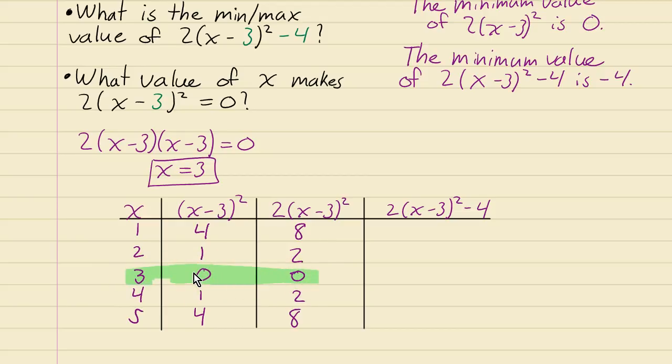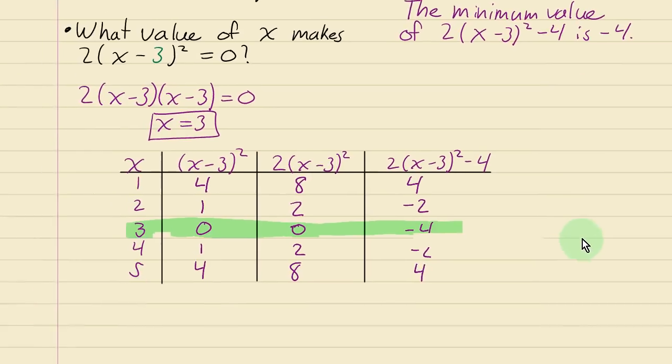And then if you take all of these numbers and subtract 4 from them, well, we're going to get 8 minus 4 is 4, 2 minus 4 is negative 2. So we get these results here. And yeah, you can see that the minimum value of this whole thing, which becomes the y-coordinate, is negative 4.